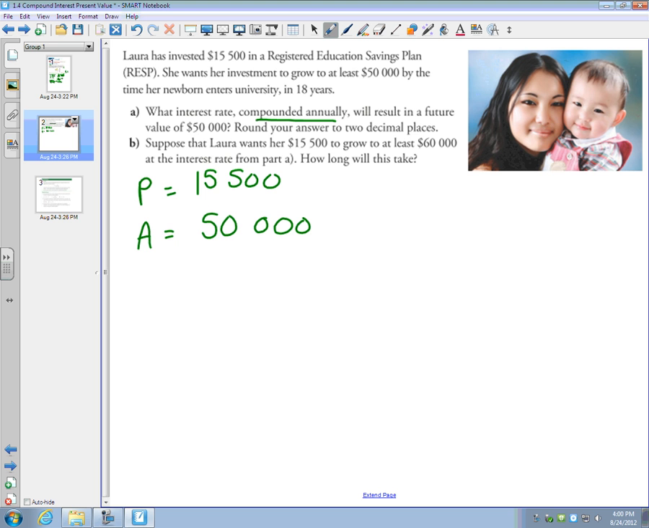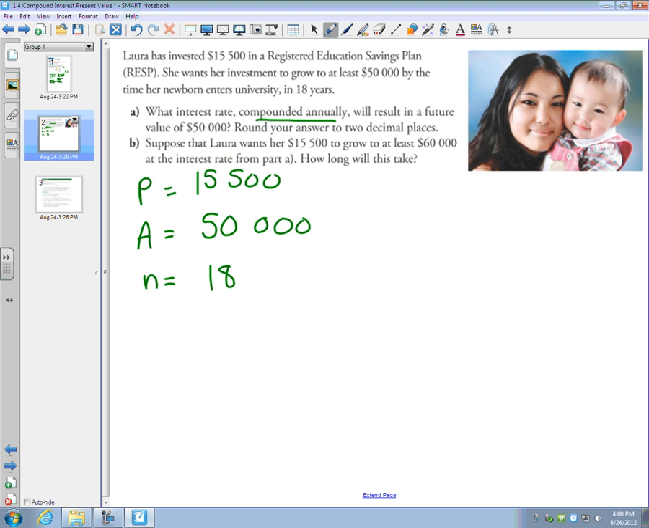And we know how many times it's going to be compounded. It's annually and it's 18 years. Okay, so it's just 18. We don't have to do any multiplying. Again, they're going to throw questions at you where it's going to be compounded monthly, semi-annually, things like that.